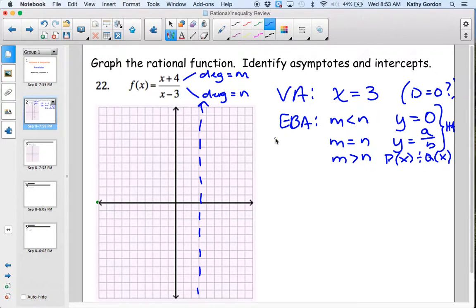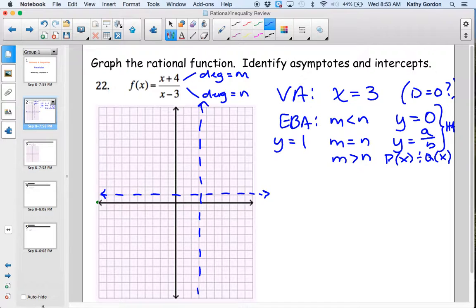So this is going to be y equals 1. Because my leading coefficient here is 1, my leading coefficient here is 1, and I'm supposed to take a over b, so 1 over 1 will give me 1. Okay, so I can draw that one in. Boom.